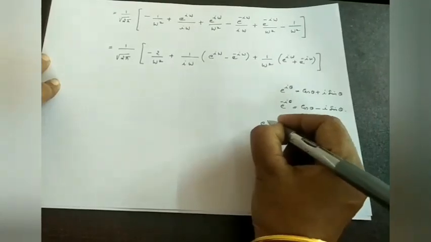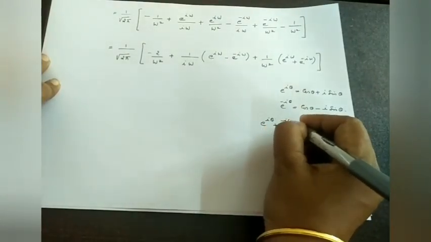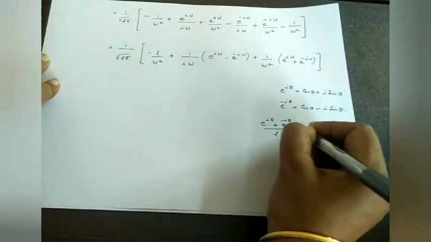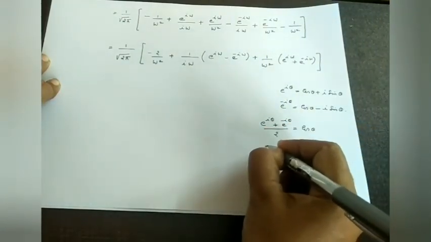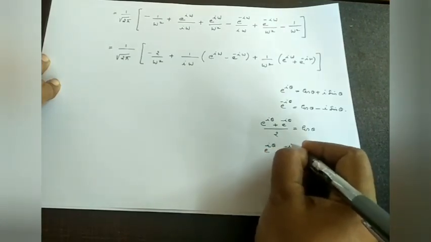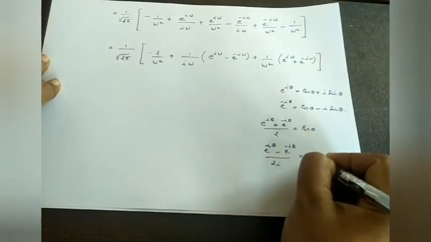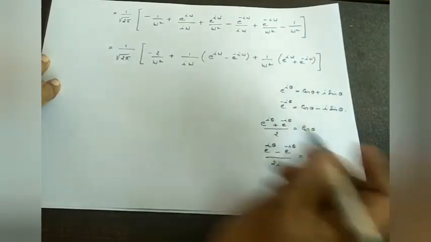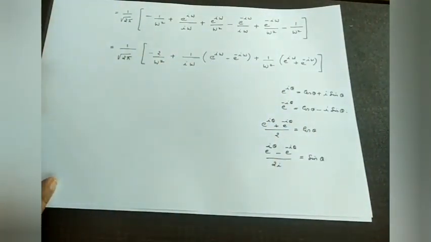Now (e^{iθ} + e^{-iθ})/2 is equal to cos θ, and (e^{iθ} - e^{-iθ})/2i is sin θ. Here we can use these two formulas.